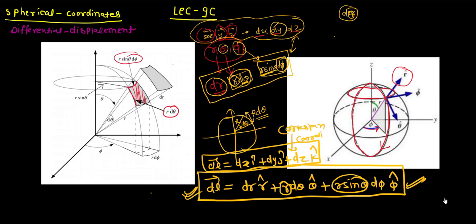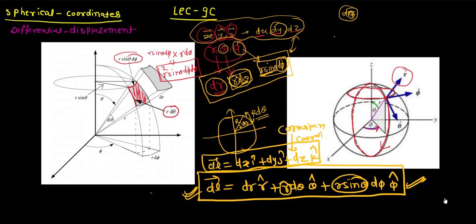So if you consider this as a rectangle, then the area would be the multiplication of r sin theta d phi multiplied with r d theta. So it would be r square sin theta d phi d theta. And this area would have a direction also. So let's calculate the direction.